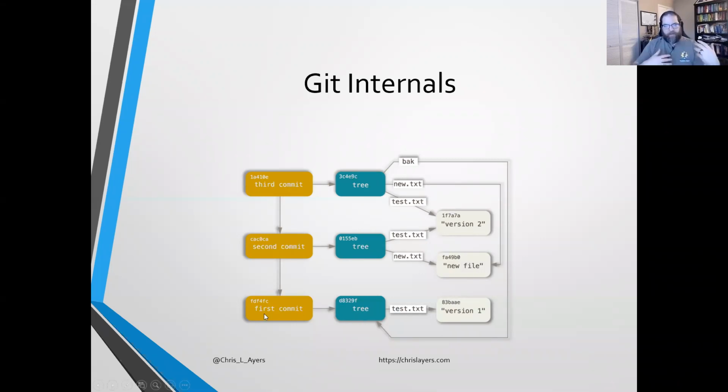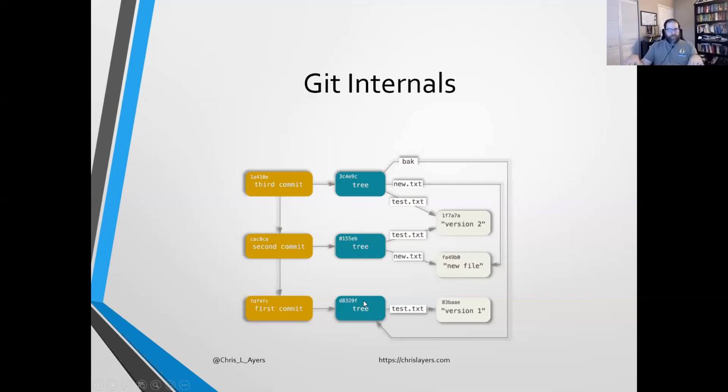On that first commit, let's say we have a directory that just has one file, test.txt. It's not hashing the name test.txt. It's hashing the contents of that file. So version 1, the string version 1 inside of a file, has that hash of 83BAE. That one object, that version 1 content, is hashed. Now, if we step back, there's a directory that has a file named test.txt, but it has that hash. And then that tree node is hashed.